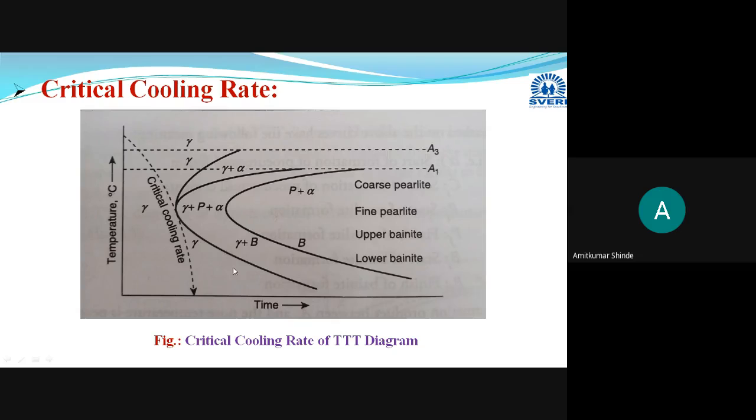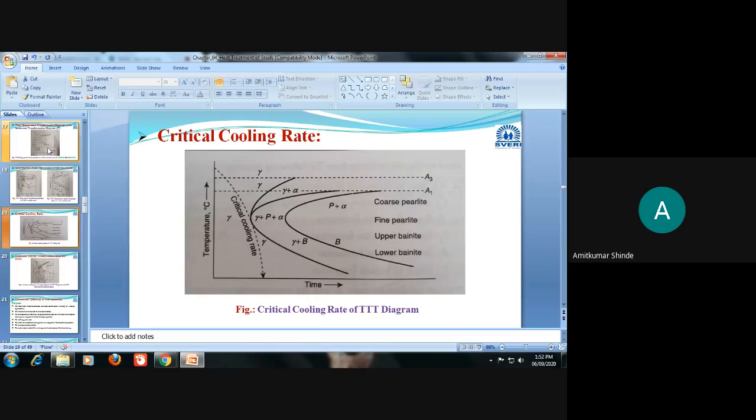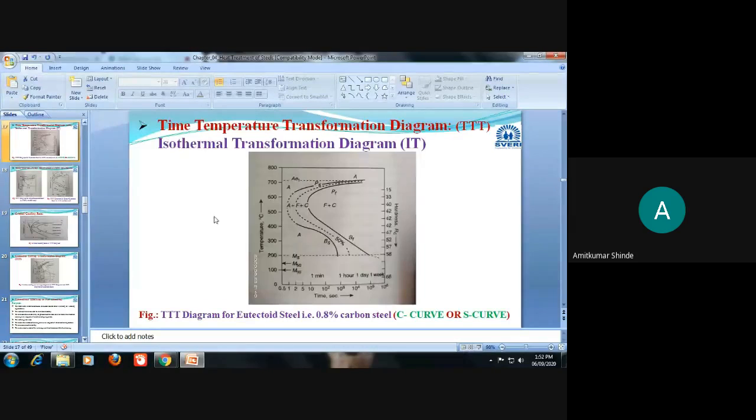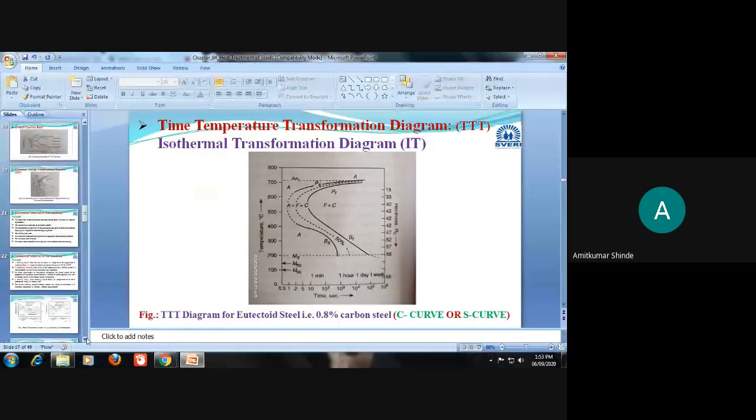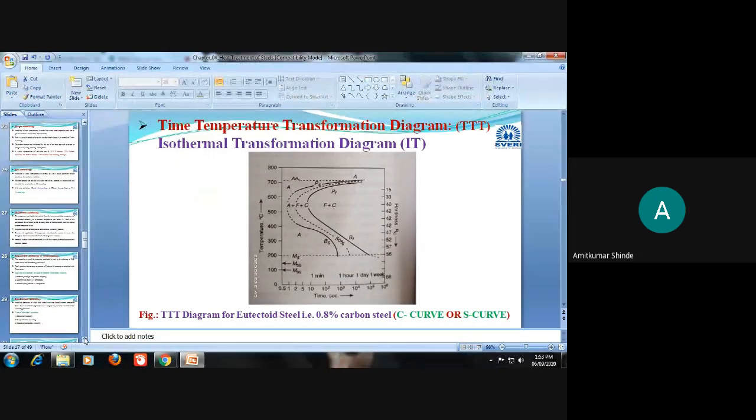Now here, why is this faster cooling necessary? It will get cleared from this diagram. Now this is the TTT diagram. This is the faster cooling. If from this point we are cooling it, you have to avoid this point. This is the nose temperature. Directly from this austenite you will end up with this structure, that is martensite will be formed. Okay, martensite will be formed, and this is explained.